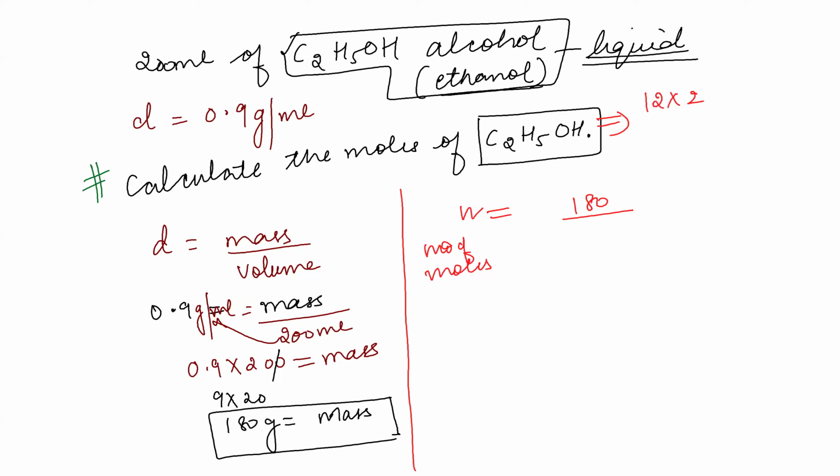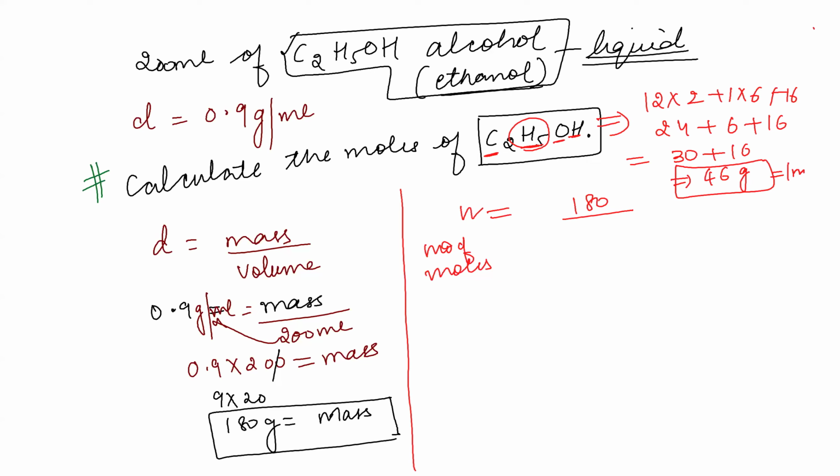12 times 2, because carbon mass is 12. Right. Hydrogen's mass is 1, so 1 times 5 hydrogens here, and 1 hydrogen is into 6. Oxygen mass is 16. So you get 24 plus 6 plus 16. You get 30 plus 16, so you get 46. So that's the 46 grams, the mass of 1 mole.